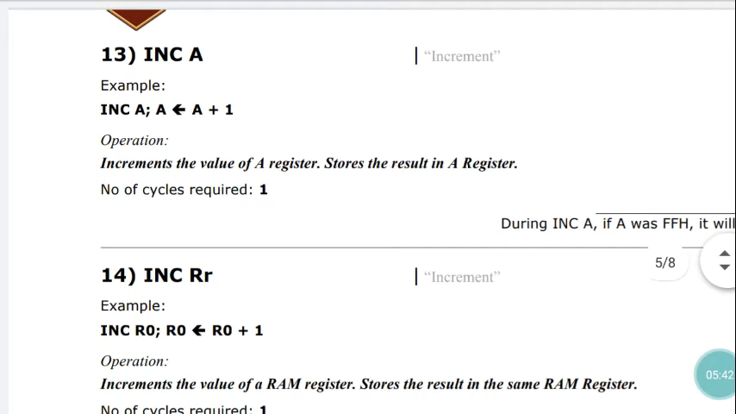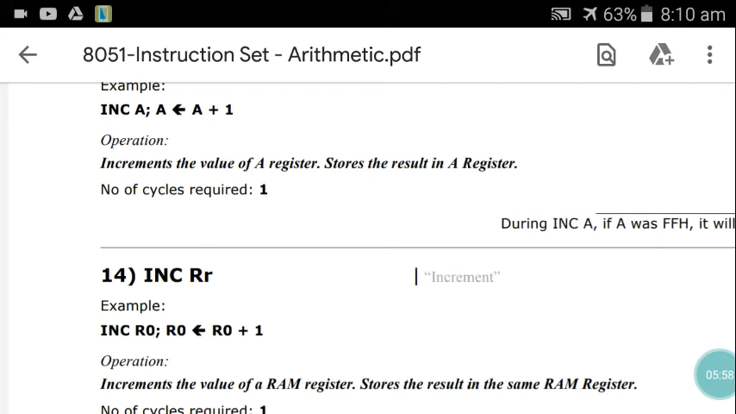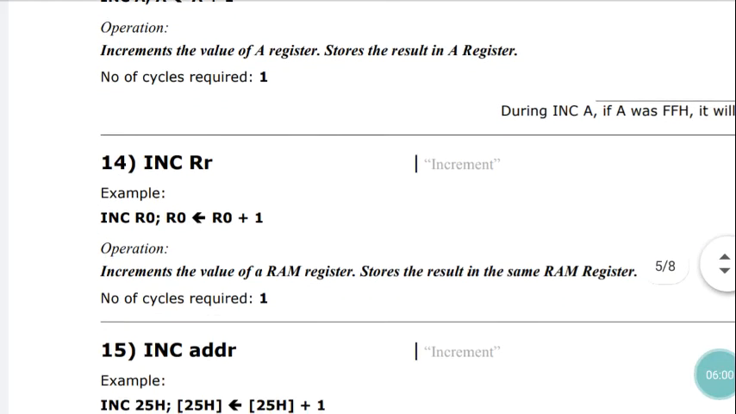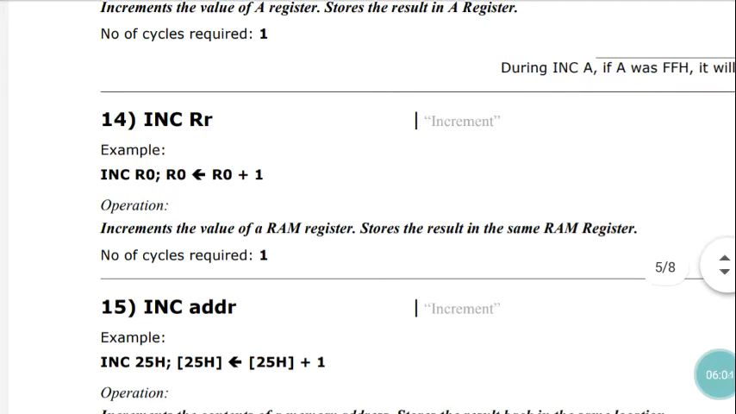Next one, addition operations are over, subtraction is over. Next one, INC A. Here we are incrementing the value, and whatever value is present in the accumulator will be incremented by 1. It increments the value of the register and stores the result in the register. Next, INC Rr. Here it increments the value of the register, and whatever value is present in R0, that value is incremented. After incrementing, the value is again saved into the register R0.